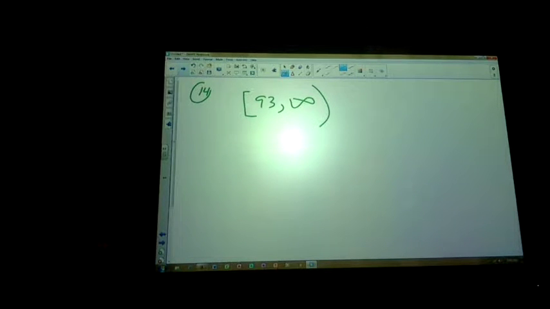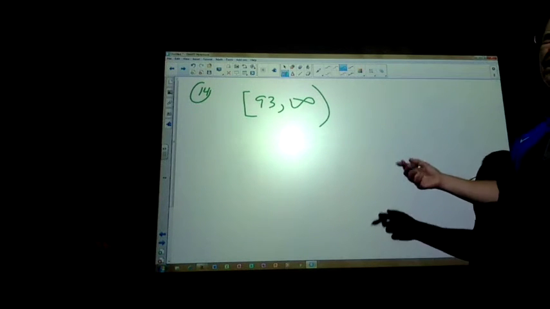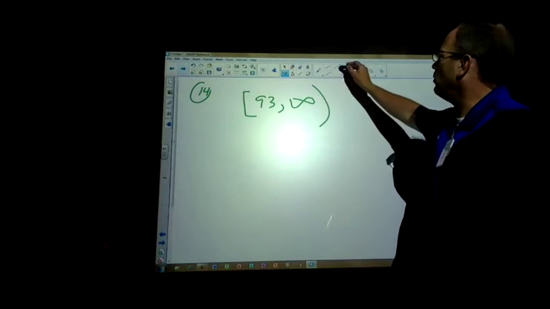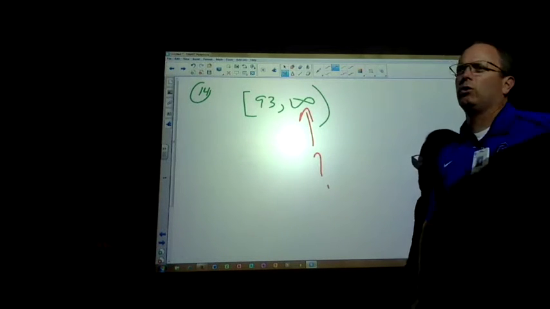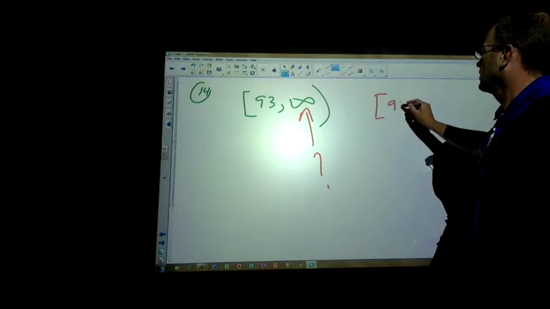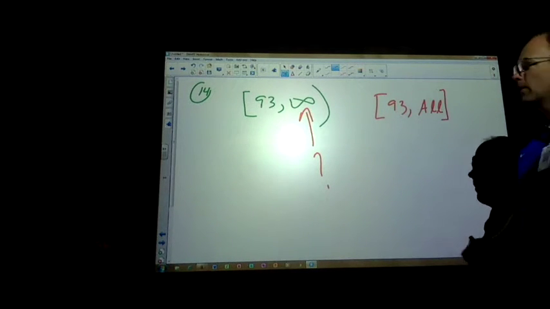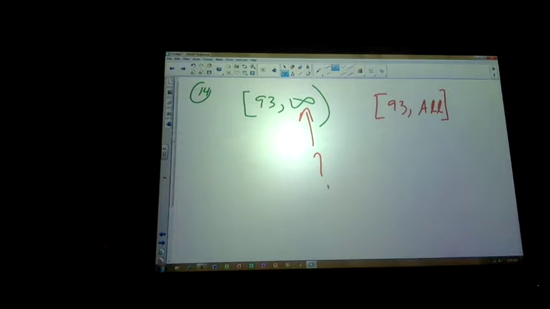Okay. Did they want those graphed? I don't know if they were graphed or not. Discrete or continuous? You can't have half a suitcase, so I think you're right. But it's infinity, so. What if we did this? They lose from 93 to all of them.